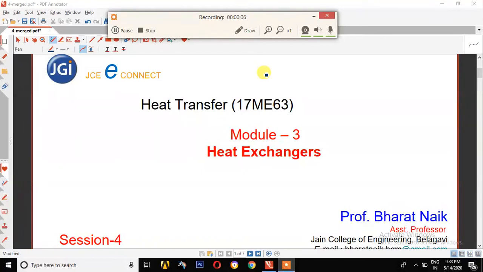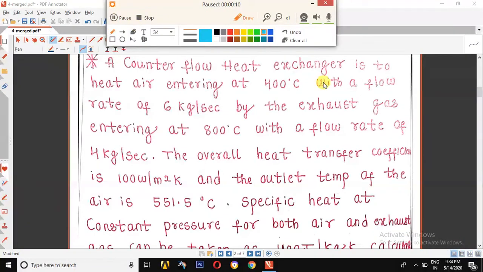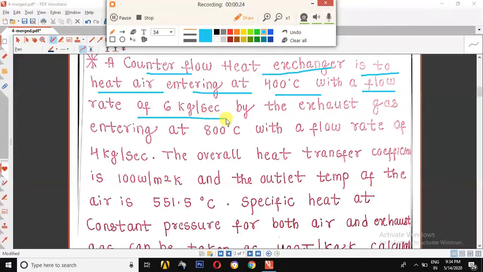Today I will be seeing continuity of module number 3, heat exchangers. Today's first problem: a counterflow heat exchanger is to heat air entering at 400 degrees Celsius with a flow rate of 6 kg per second.